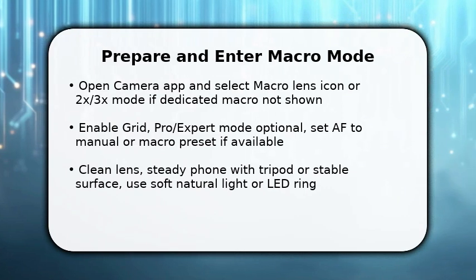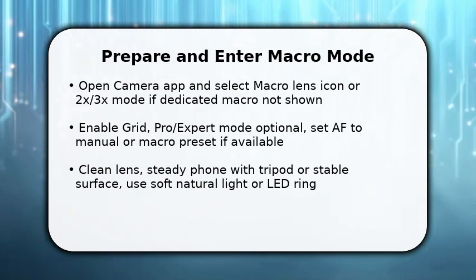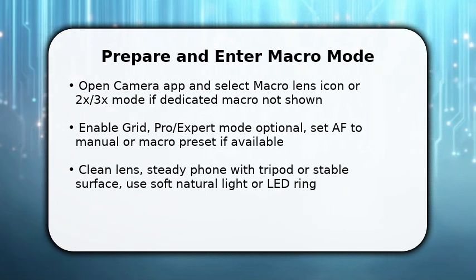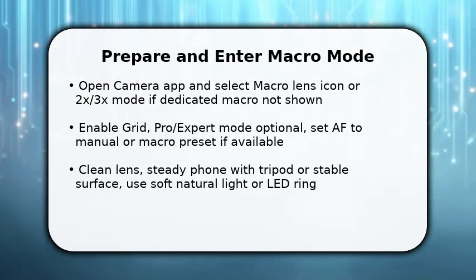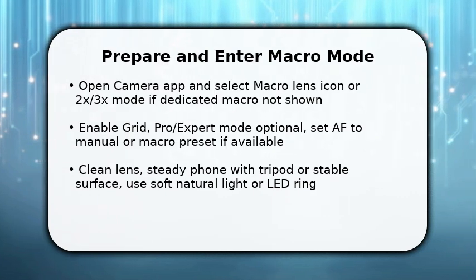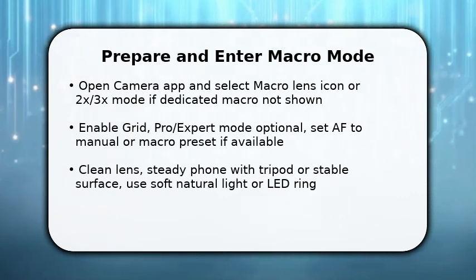Clean the lens and steady your phone on a tripod to avoid blur. Use soft directional light to reveal texture. Angle the light to create shallow shadows, because macro depends on contrast more than magnification.